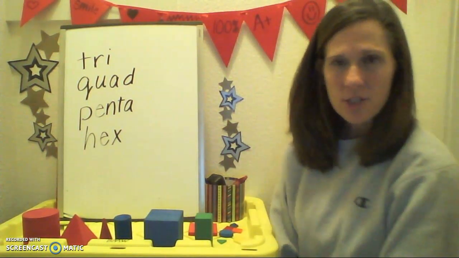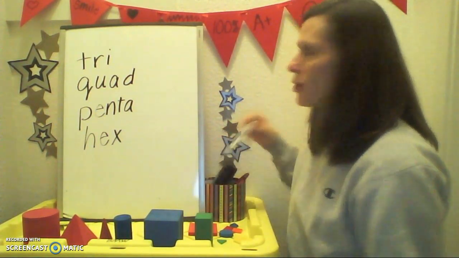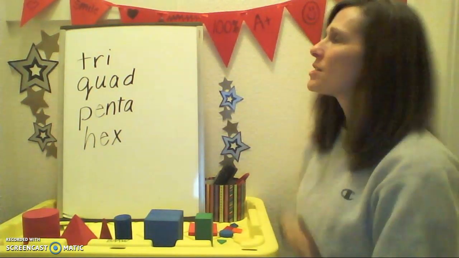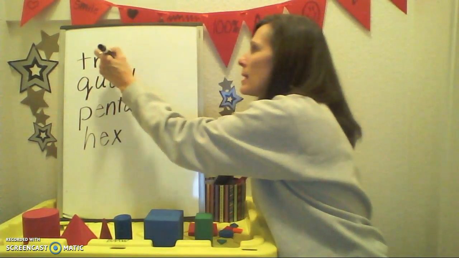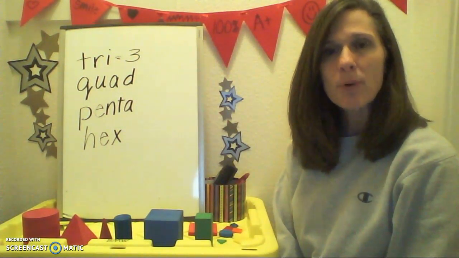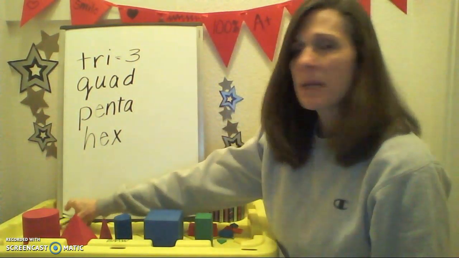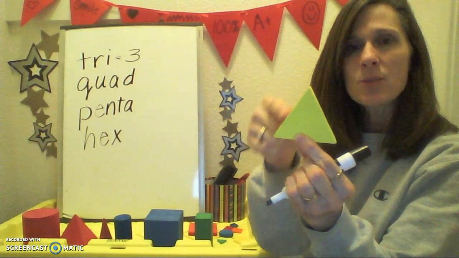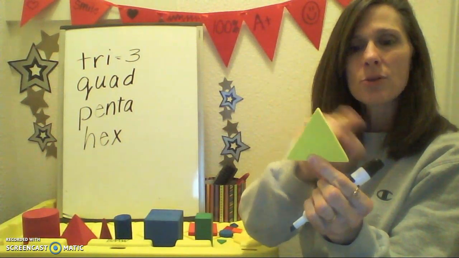So the first thing that I wanted to do is review a little bit from yesterday. If you remember what these terms mean, or I hope you remember what these terms mean, you can go ahead and say them with me. So the first one is tri. And remember, tri in math means three. So a three-sided shape, a shape with three sides and three angles. And we know that that would be a triangle. Remember, three sides, 1, 2, 3, and then three angles, 1, 2, 3.